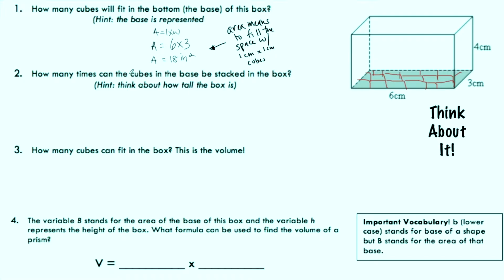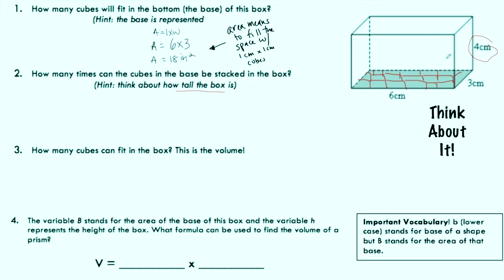The second question is asking how many times can I put these 18 cubes stacked on top of each other in the box. So it'd be like I put this base, and then I put 18 more cubes, and 18 more cubes, and 18 more cubes, and so on until the box is completely full. It's important here to think about how tall the box is. So we've been looking at this base. It's important to know this is a 3D prism, so it's not flat. It says from the base to the other congruent base, there's a 4 centimeter difference. So that means my current prism is 4 centimeters tall.